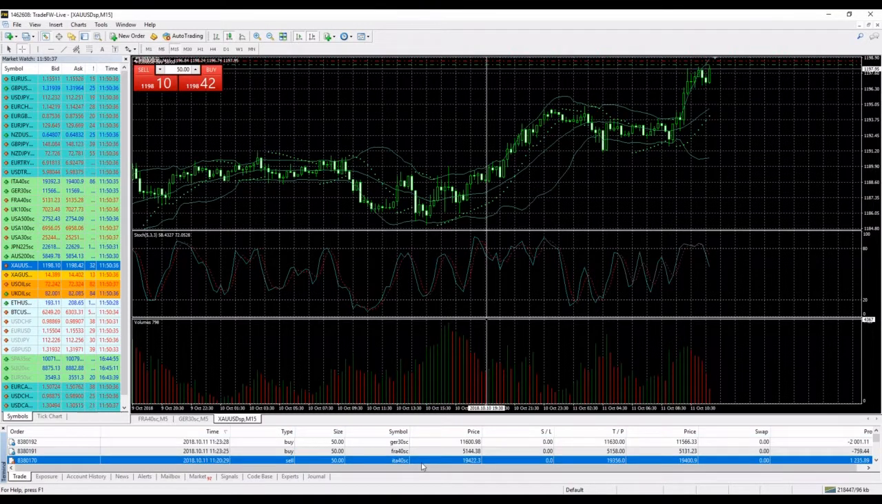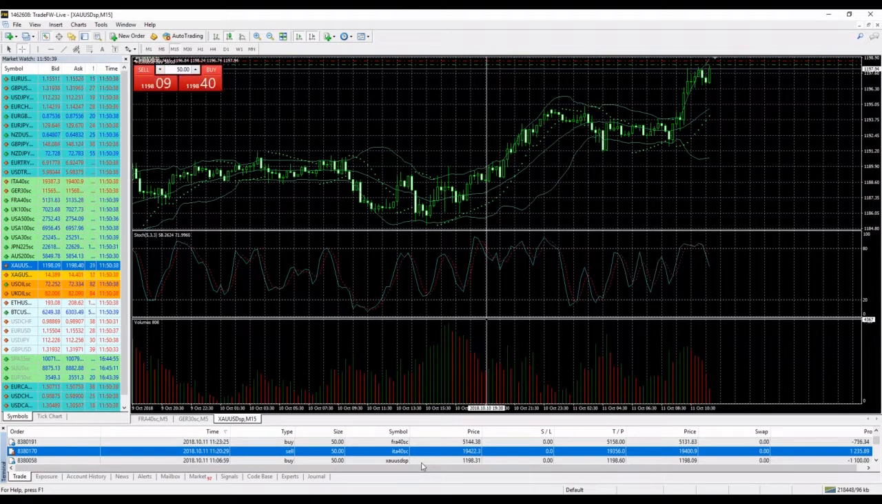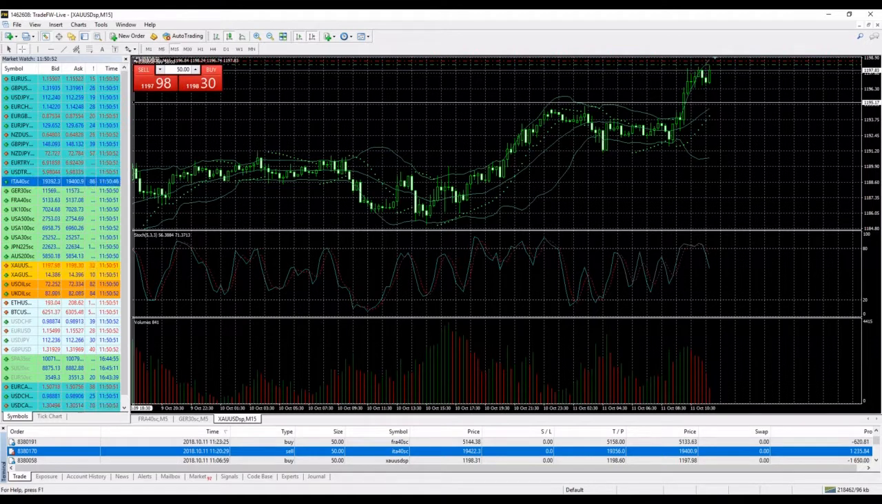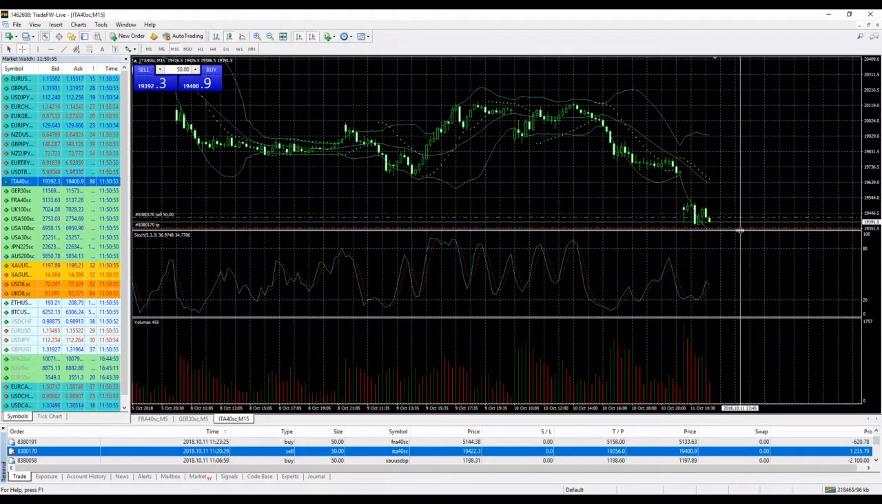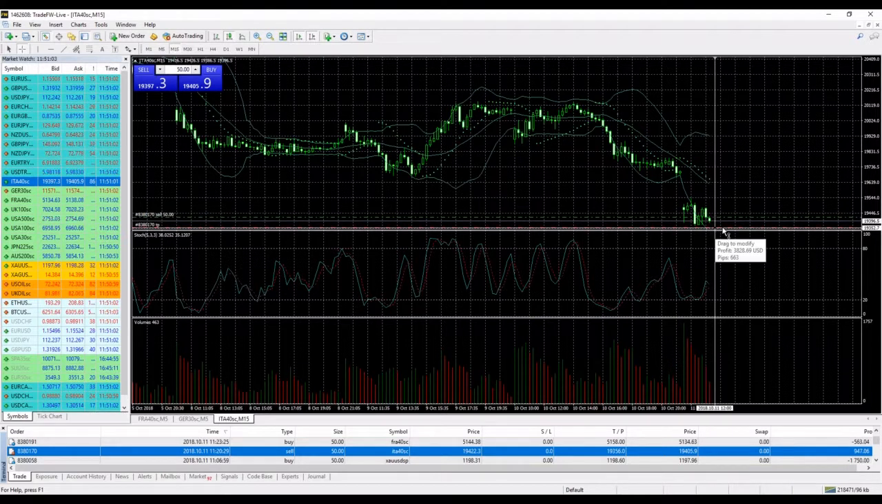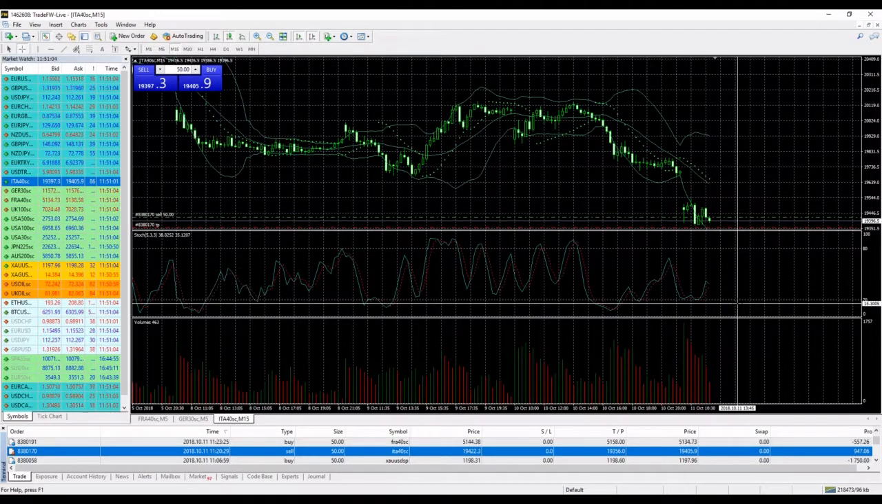Also on Italy 40, we are making $1,235 on our Italy 40 position. We have a take profit at $3,000. I will adjust on it. Let me see to adjust. Now I will leave that for the moment. We are making $1,200.